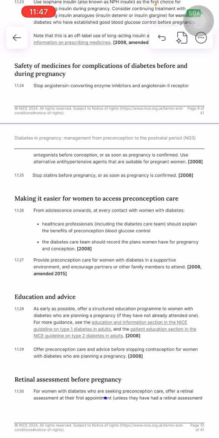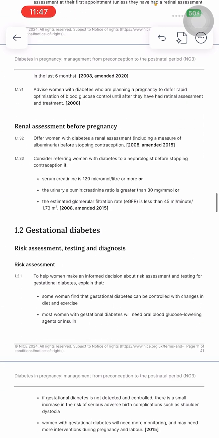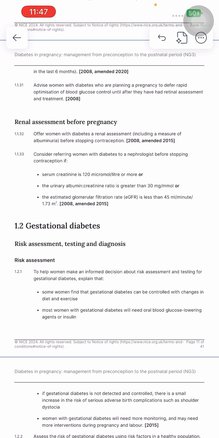For women with diabetes who are seeking preconception care, offer a retinal assessment at their first appointment unless they have had a retinal assessment in the last 6 months. If less than 6 months, then you do not offer a retinal assessment. If more than 6 months, then you have to offer a retinal assessment again. Advise women with diabetes who are planning pregnancy to defer rapid optimization of blood glucose until after they have had retinal assessment and treatment. Renal assessment.